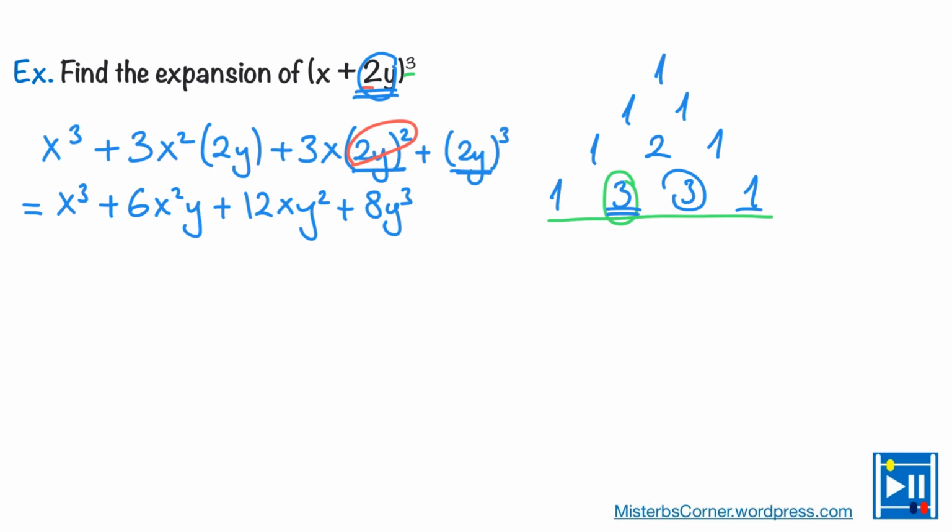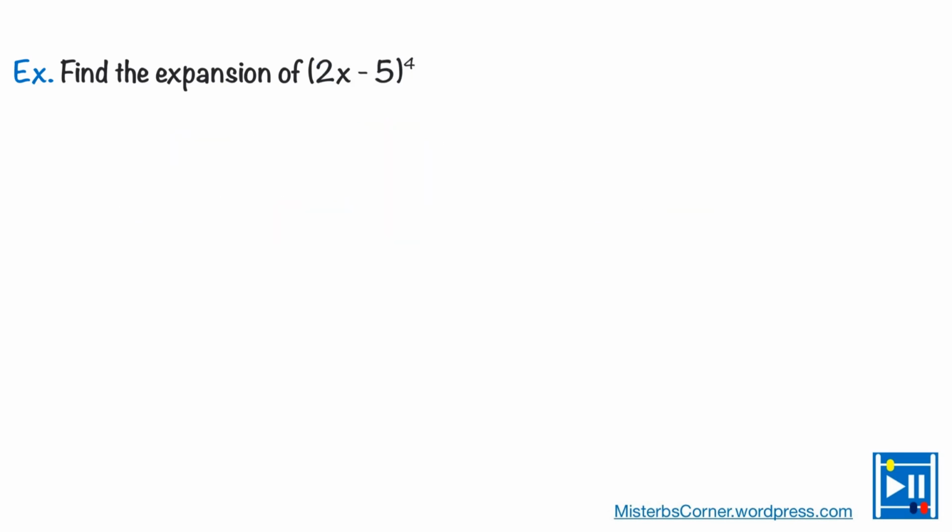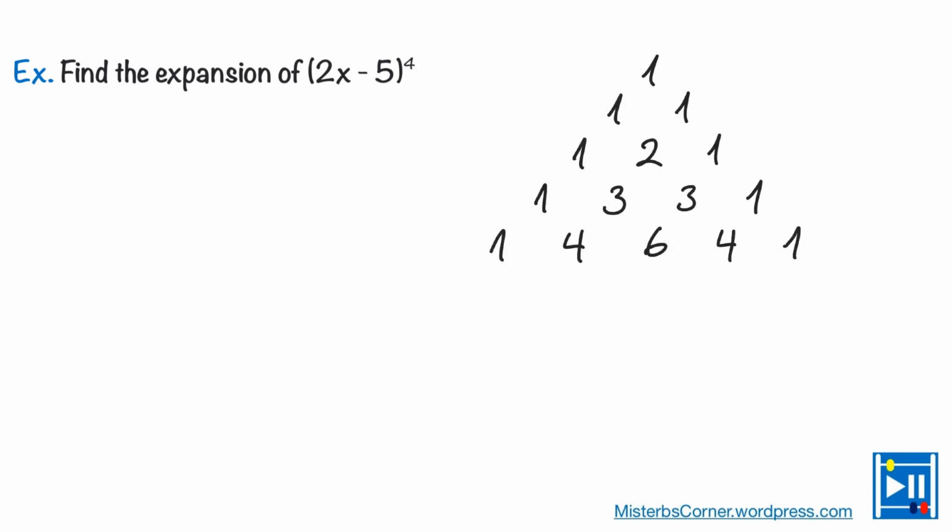Another example. Now it's 2x minus 5 to the power of 4. We'll be writing the expansion of this binomial. So the Pascal's triangle up to fourth row is as follows. Remember that you are adding these two numbers to find 3, and so on. You add these two numbers to find 6, and so on, right?